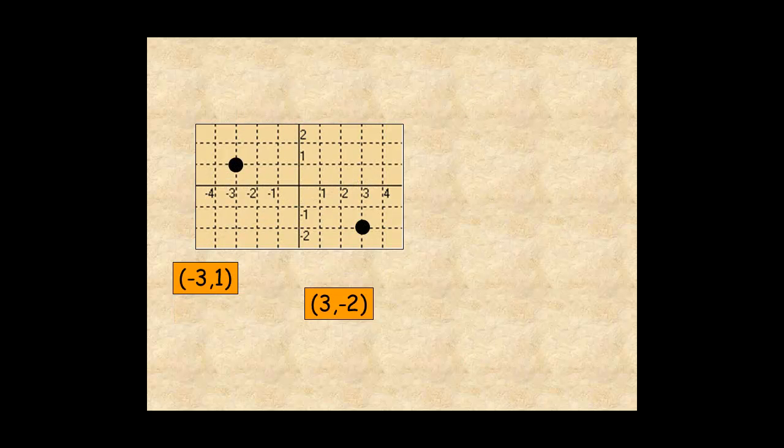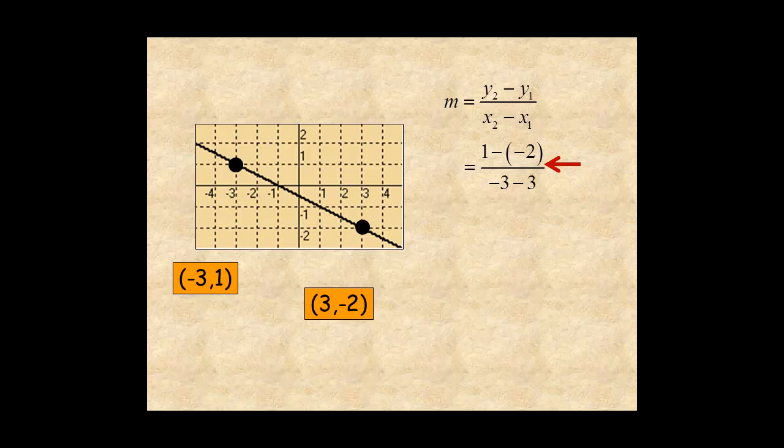For the third example, you're given 2 points on a line and asked to find the equation of the line. Begin by calculating the slope of the line. Substitute the coordinates of the given points into the equation for slope, and you have 1 minus -2 over -3 minus 3, which is 1 plus 2 over -6, which is 3 over -6, which simplifies to -1/2. So the slope of the line is -1/2.